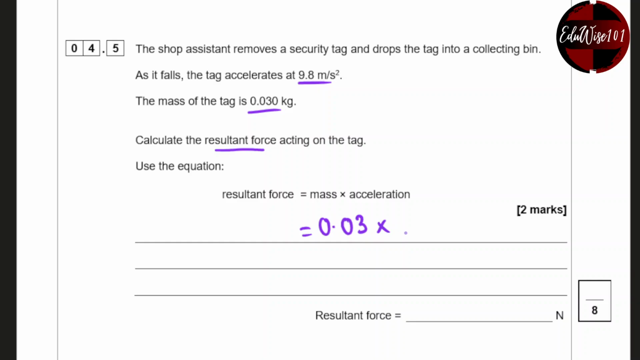which is 0.03, times the acceleration, which is 9.8. When you multiply those 2 numbers, you get 0.294 as the answer. So resultant force is 0.294. That brings us to the end of question number 4. Let's have a look at question number 5.